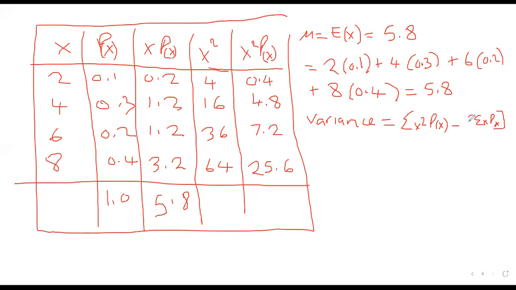We get 38. So to find our variance, it is simply the sum of x squared times probability, which is 38, subtract the mean squared. So 5.8 squared, what are we getting?